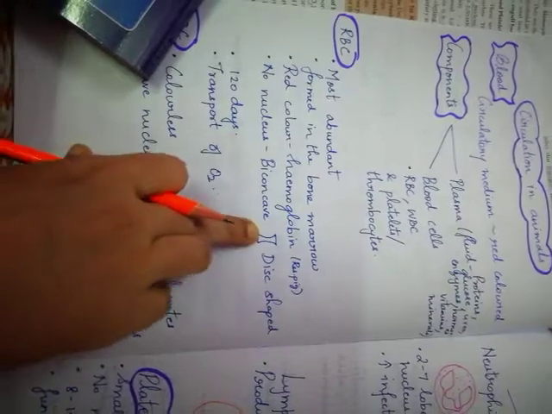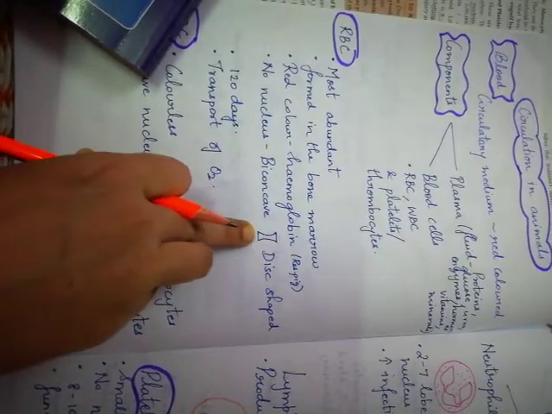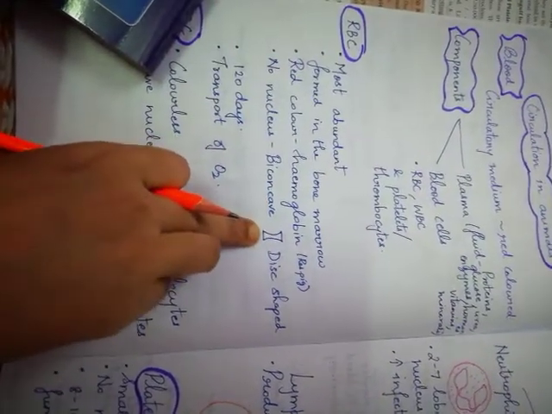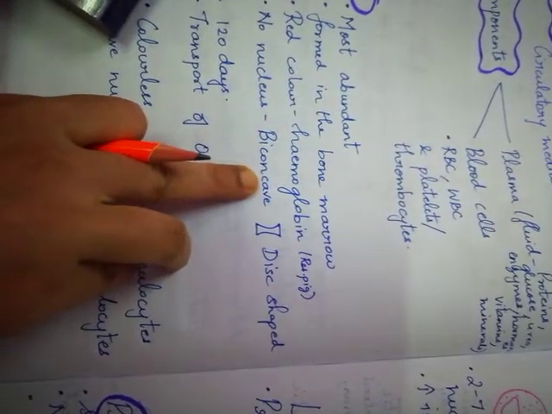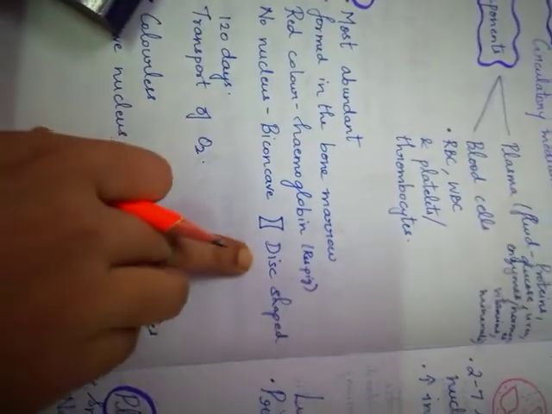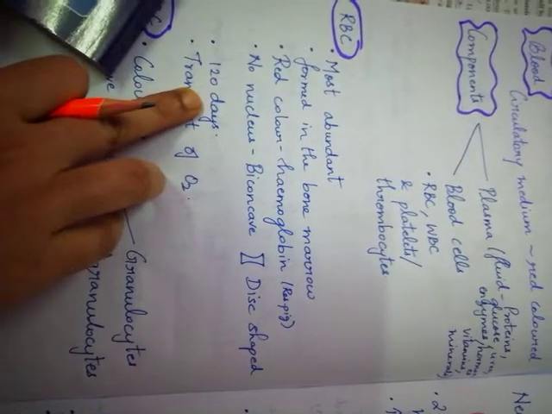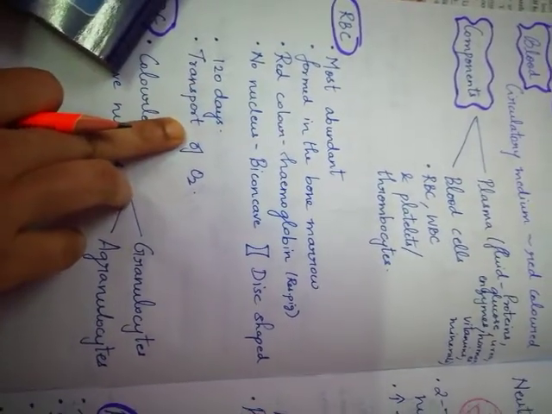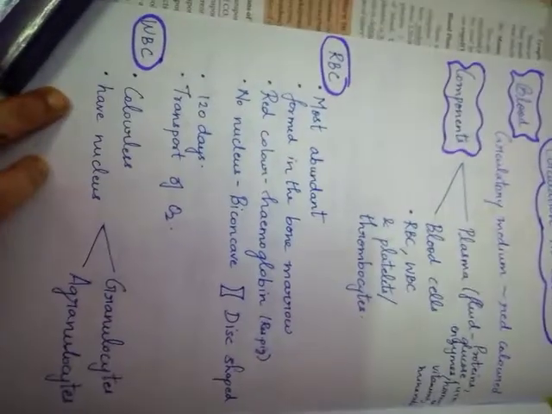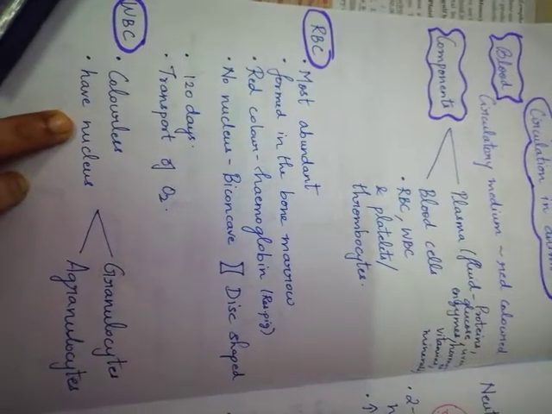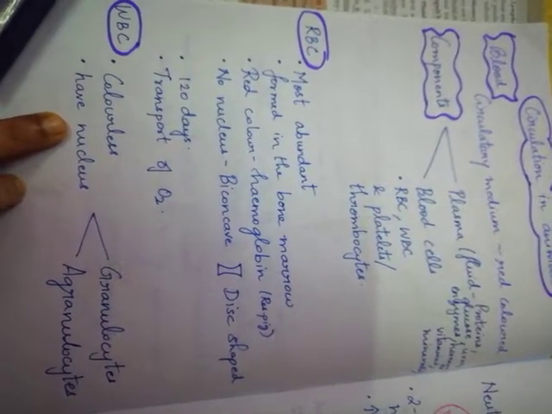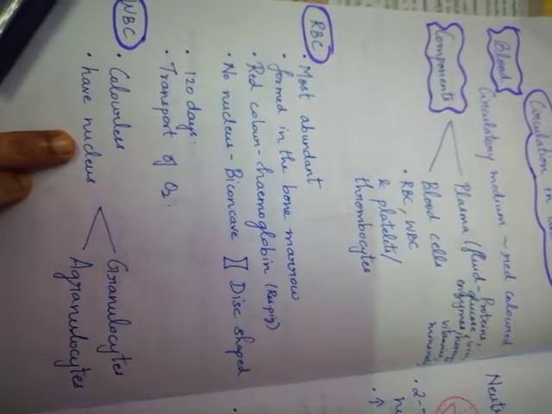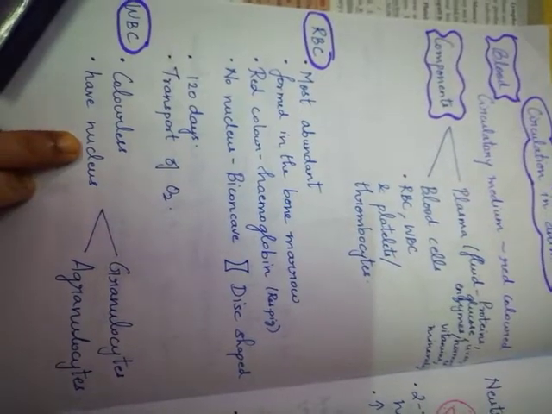Their shape is biconcave. So this is a biconcave lens shape I have just drawn. So the RBCs are biconcave and disc shaped. Their lifespan is 120 days. And the main function is they transport oxygen. And next you have WBC. So WBC, white blood cells or white blood corpuscles, they are colorless. They have a nucleus within them.